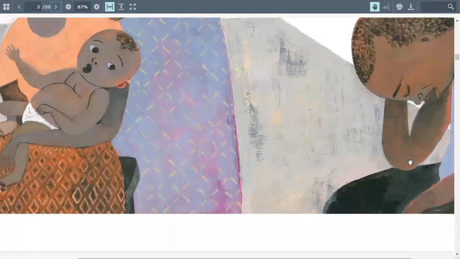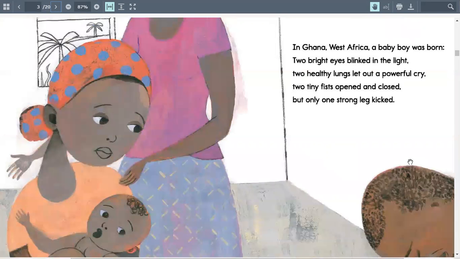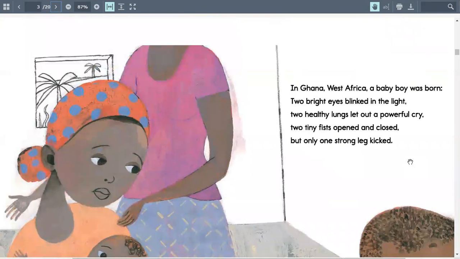This makes me think about Wilma Rudolph and with her disability and how she had to overcome a lot of things for her to accomplish her goals and to achieve her dreams. So I wonder if Emmanuel is going to go through the same thing.